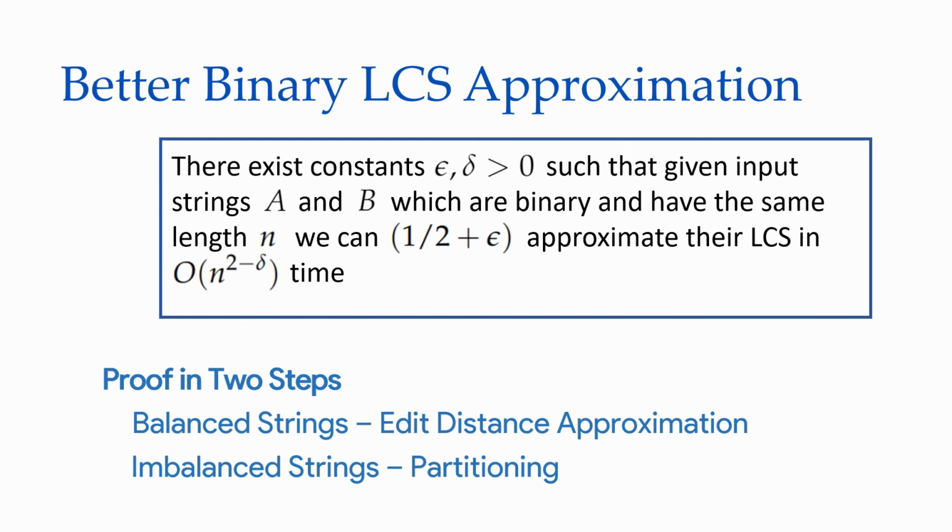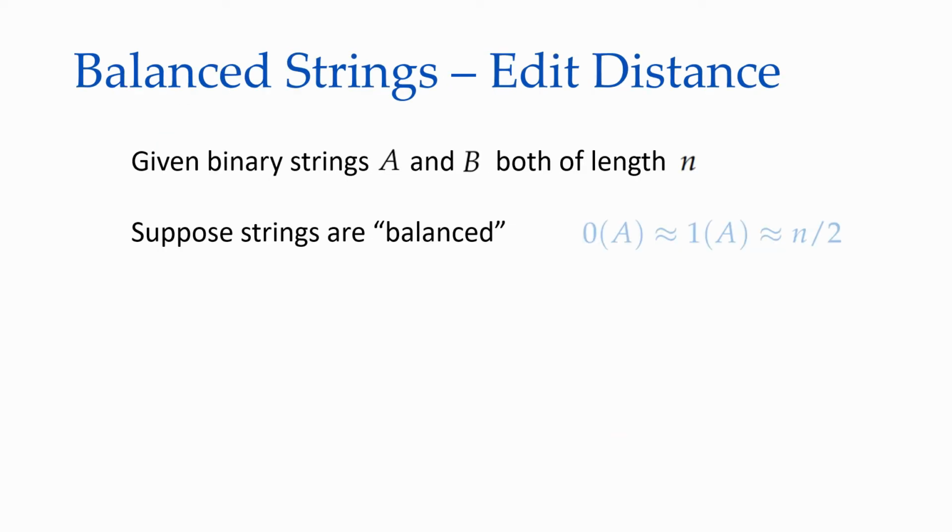The improved LCS approximation algorithm for binary strings considers two main cases. In the first case, we assume we have two length n binary strings, which are balanced in the sense that they have about equal numbers of zeros and ones. For example, they're both equal to about n over 2.